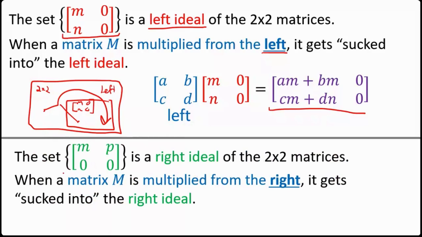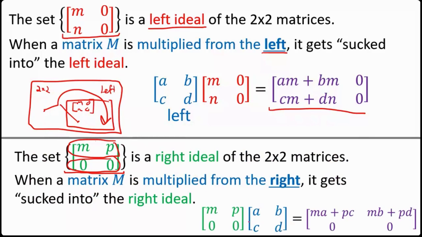Now, an example of a right ideal: instead of going by column, we have it by rows. So the second row is all 0s, and this one you multiply on the right. So this is a right ideal because we're multiplying on the right, and we get stuck in the set of matrices with the first row non-zero, second row 0. So these are slightly less obvious examples of ideals, and they have a left and a right side to them.